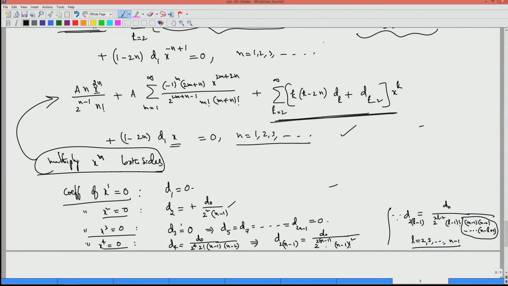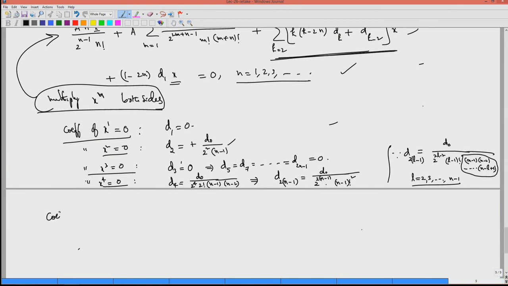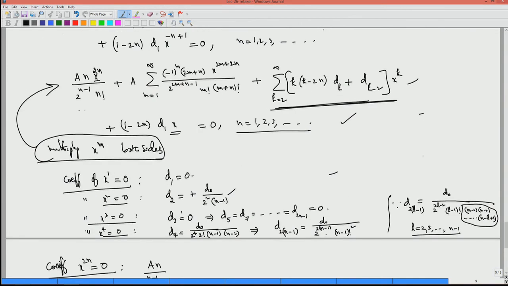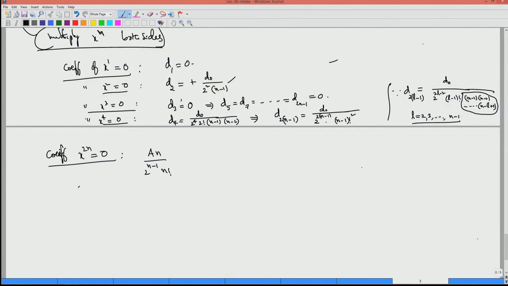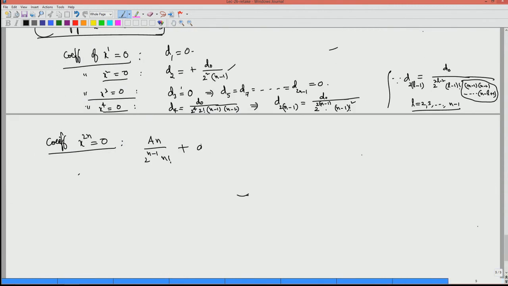Now, for 2n, what is the value of 2n? You have to pick up from here and here. So, the equation of the coefficient of x power 2n equal to 0. If you do this, what you see is a n divided by 2 power n minus 1 into n factorial, that is the coefficient from here, plus now you can pick up from x power 2n, k equal to 2n. So, this will not contribute. What you get is d 2n minus 2 equal to 0. So, this will actually give me a equal to minus d naught.